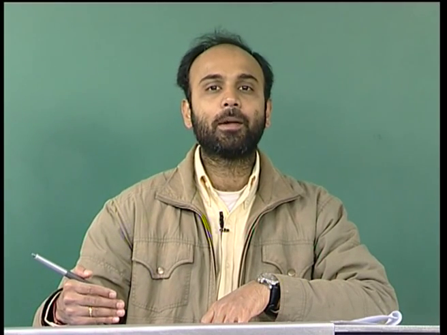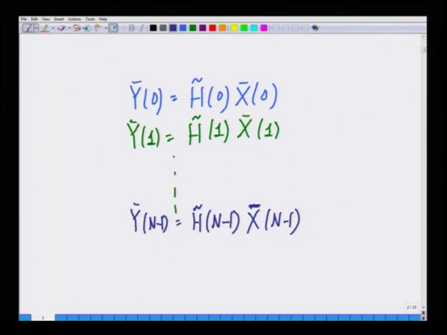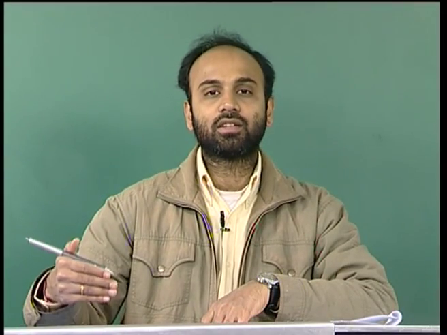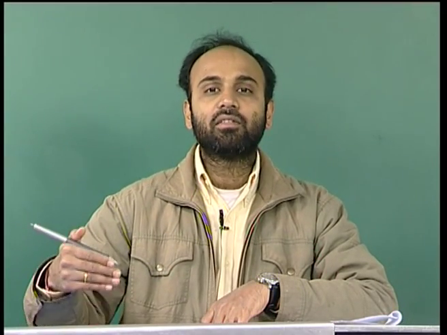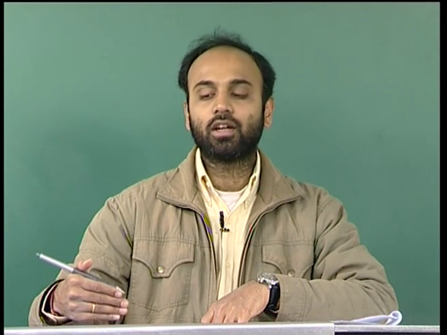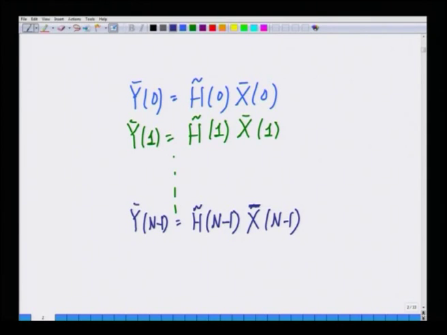It is similar to OFDM, except that the y and x are now vectors, that is, they correspond to vectors transmitted across all the transmit antennas and received across all the receive antennas. The h's, which were the subcarrier coefficients earlier, are now flat fading channel matrices corresponding to these different subcarriers.